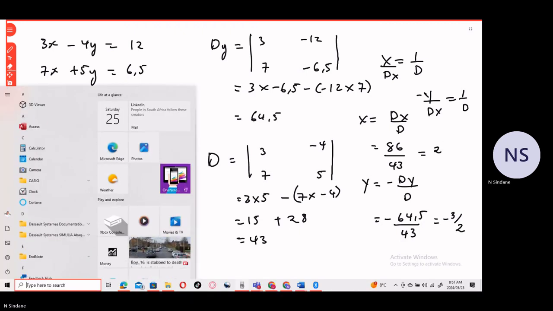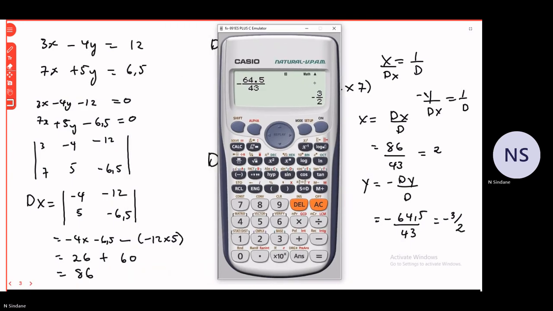Lastly, let's check if our solution is correct. If I have 3 into x is 2 minus 4 into minus 3 over 2, what do I get? Positive 12, correct? And then let's check the next one. 7 into 2 plus 5 into minus 3 over 2. We should get 6.5.